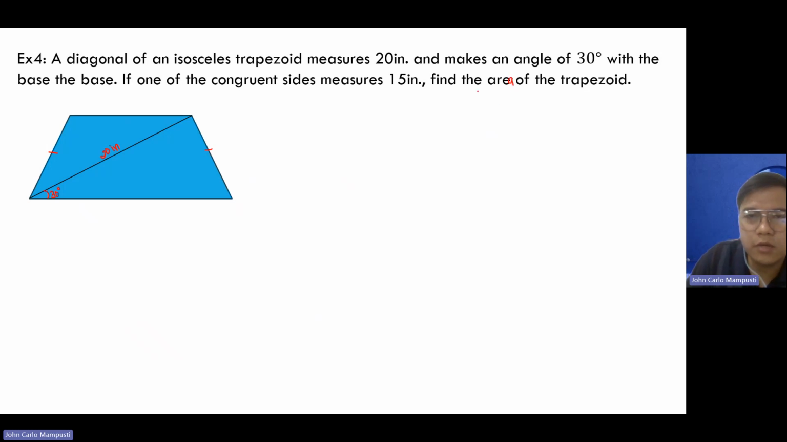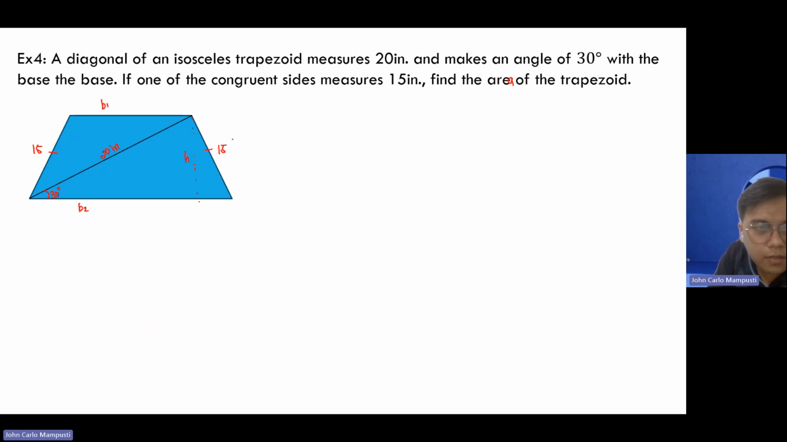So ano ulit yung area natin? Yung formula ng area natin? Of course, we need base 1, we need base 2, and of course, we need the height. Okay? Sabi niya lang dito, if one of the congruent side measures 15 inches, what is the area of the trapezoid? So yung congruent side na sinasabi niya is itong slant side ng ating trapezoid.